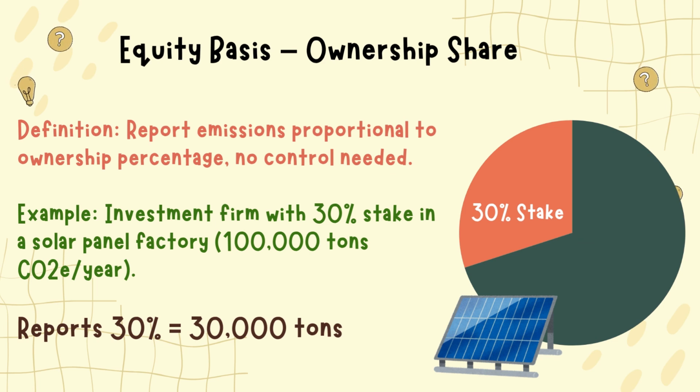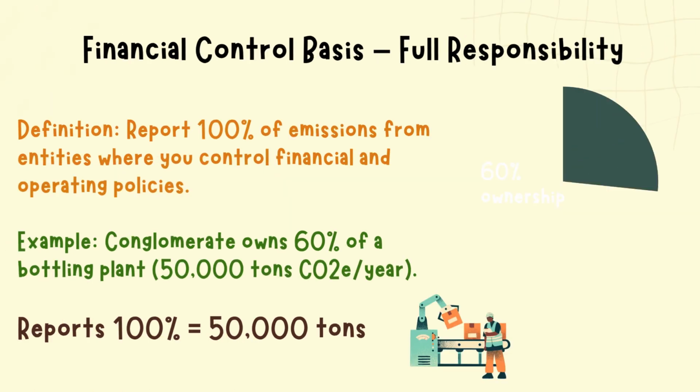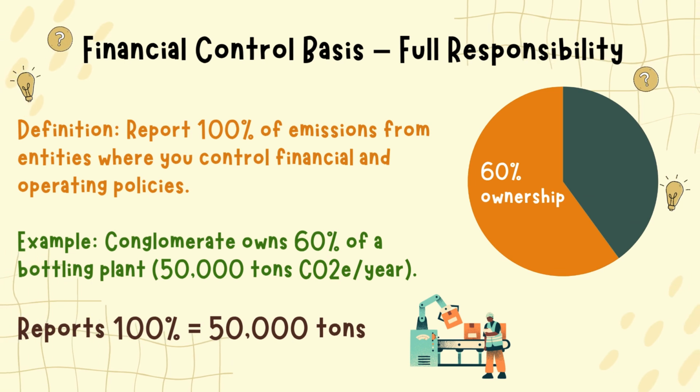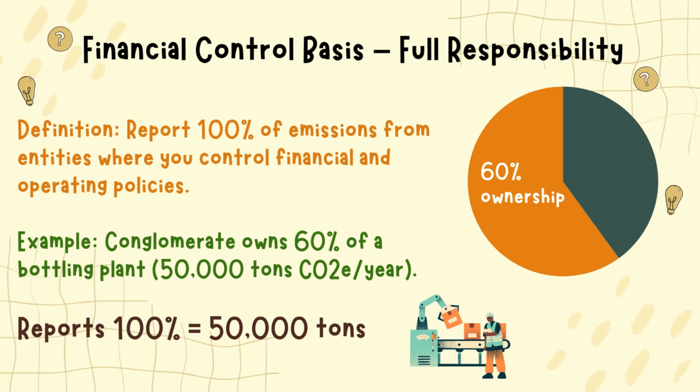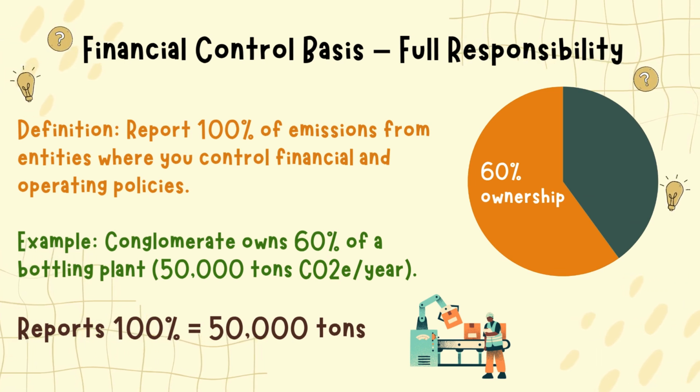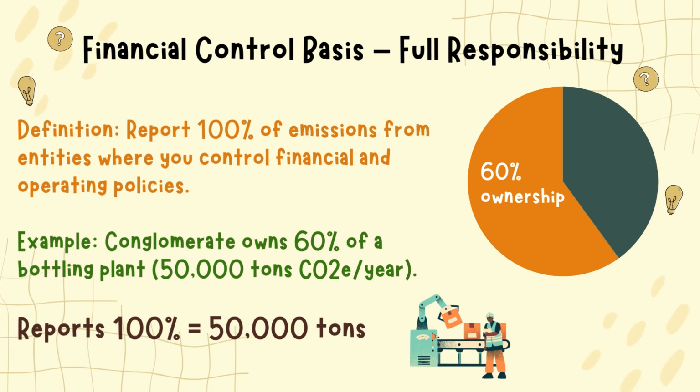This approach is ideal for investors or companies with minority stakes in joint ventures, reflecting their financial responsibility without needing control. Next, the financial control basis. Here, you report 100% of emissions from entities where you can direct financial and operating policies for economic benefit, even if you don't own 100%.